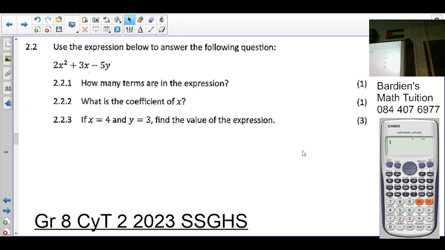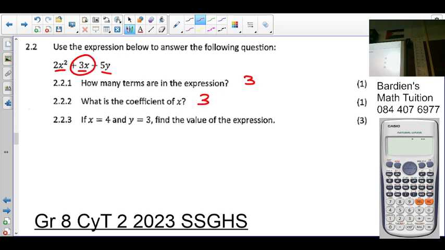2.2.1. In 2.2 you are told to use the expression below to answer the following questions. You got 2x squared plus 3x minus 5y. How many terms are there in this expression? There are 3 terms. What separates terms? Positive and negative sign. What's the coefficient of x, the number in front of x?